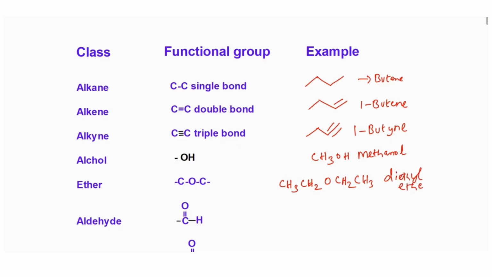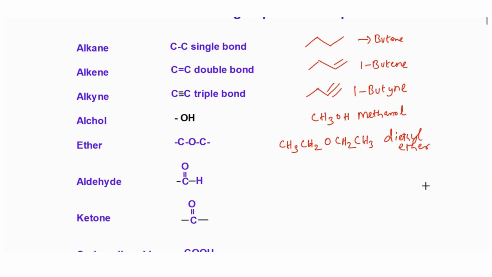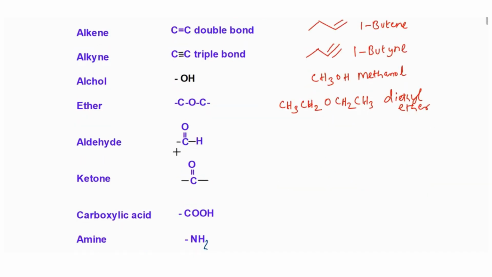Now this is an aldehyde, C double bond O, H. For example, this is CH3-CHO, which we can call acetaldehyde. And this is ketone, C double bond O. This functional group is called a ketone. If you draw like this, this is acetone.